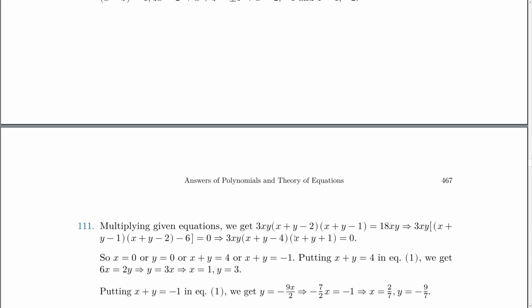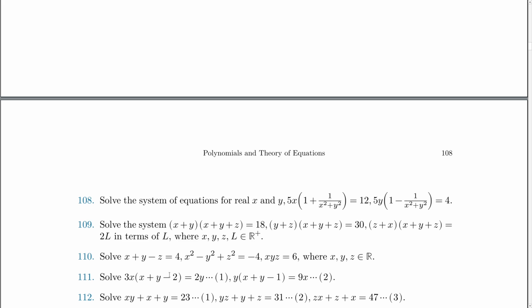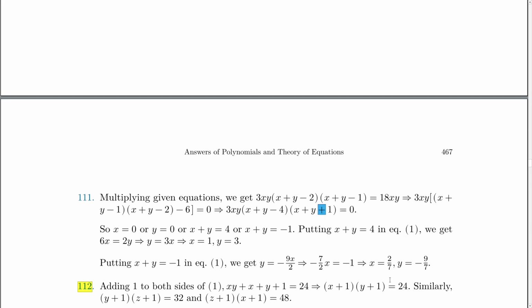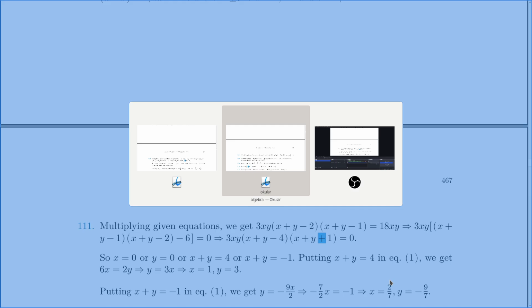Now we have x + y = -1. We put it back in equation 1. So this becomes -1 - 2, that is -3, so -9x = 2y. So y = -9x/2. Now once we have this, we put it back in here and we get -7/2 x = -1. So x = 2/7 and y = -9/7. So it was very easy.